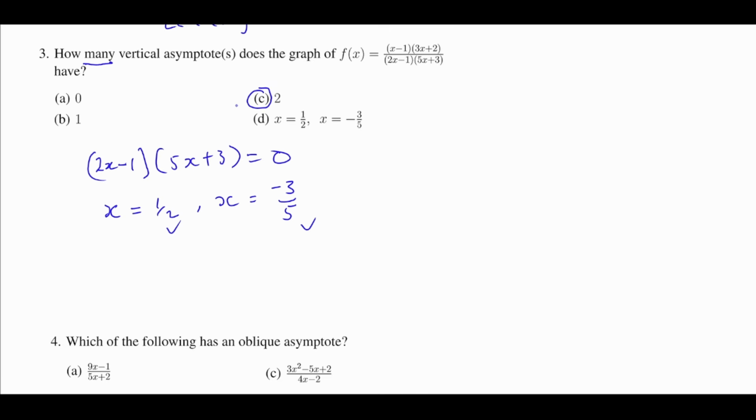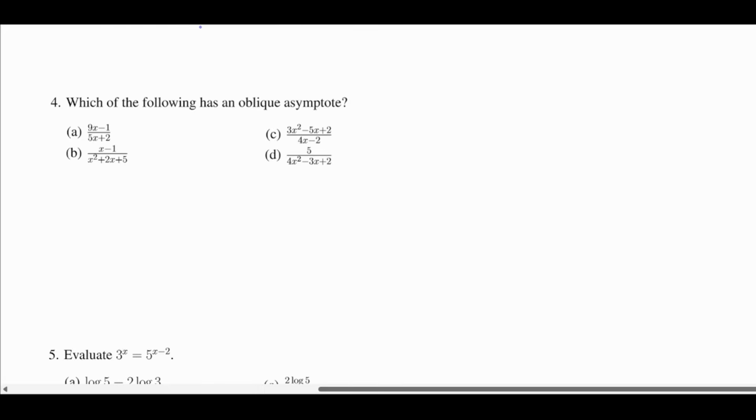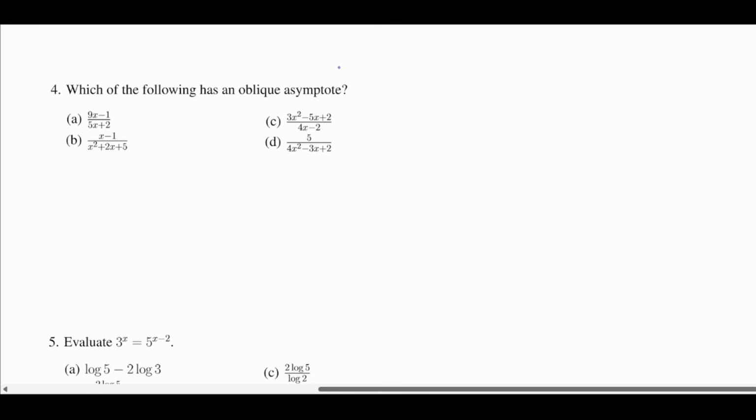So reading the instruction and understanding the question is also part of the examination. So you should be able to tell that, okay, the question is saying that we should find how many. So if you're able to find the number of asymptotes, then you count them and then we have how many? 2. Now question 4, it says that which of the following has oblique asymptote?